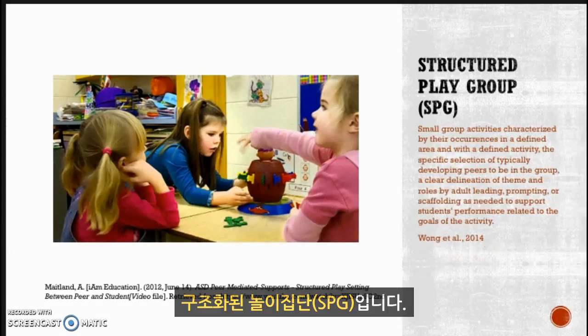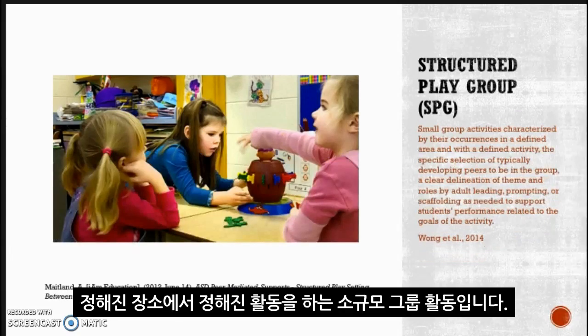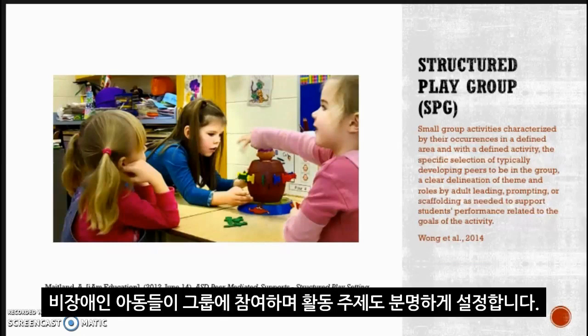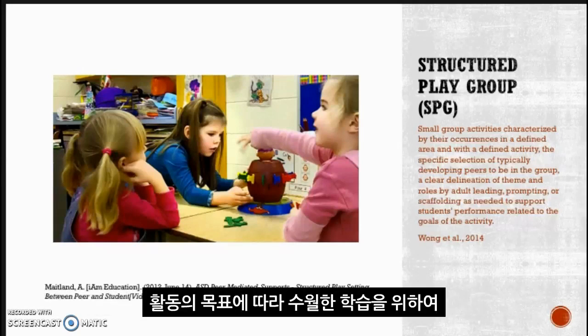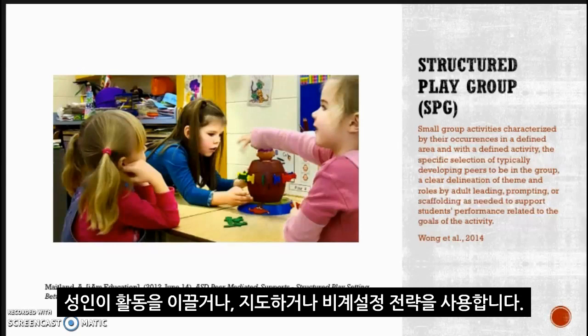Structured playgroups. Small group activities characterized by their occurrence in a defined area and with a defined activity, the specific selection of typically developing peers to be in the group, a clear delineation of theme and roles by adults, leading, prompting, or scaffolding as needed to support the student's performance related to the goals of the activity.